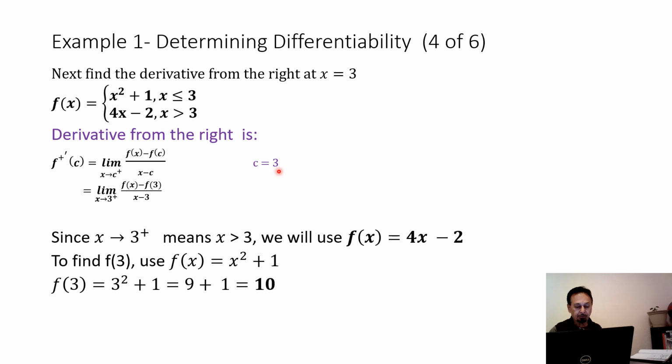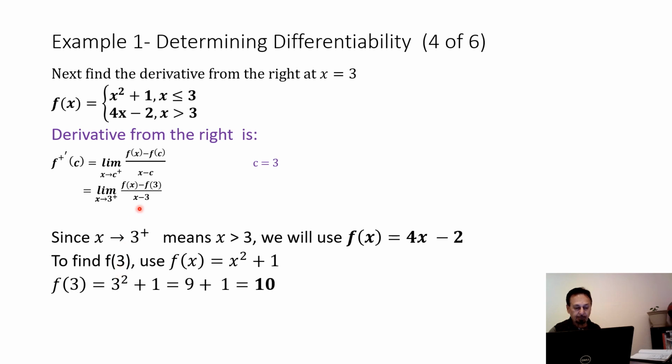So now I substitute c equals 3 in the formula. It becomes limit as x approaches 3 from the right of (f of x minus f of 3) over (x minus c). Now we have to decide what f of x is and what f of 3 is. Since x approaches 3 from the right, it means x is bigger than 3, so we use f of x equal to 4x minus 2.